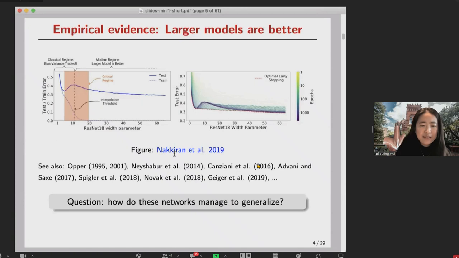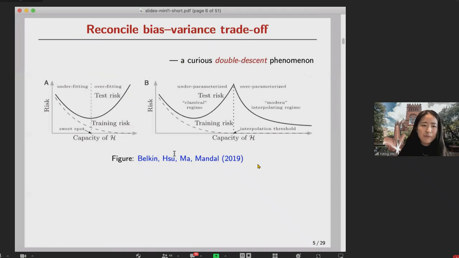This motivates us to ask the question: how do these neural networks manage to generalize? Because if you open any book on statistical learning, you will see this classical U-shaped curve, which tells you that if you increase the capacity of your model and plot the training error and test error, at some point increasing the capacity will eventually hurt the generalization error. So you will have this bias and variance trade-off.